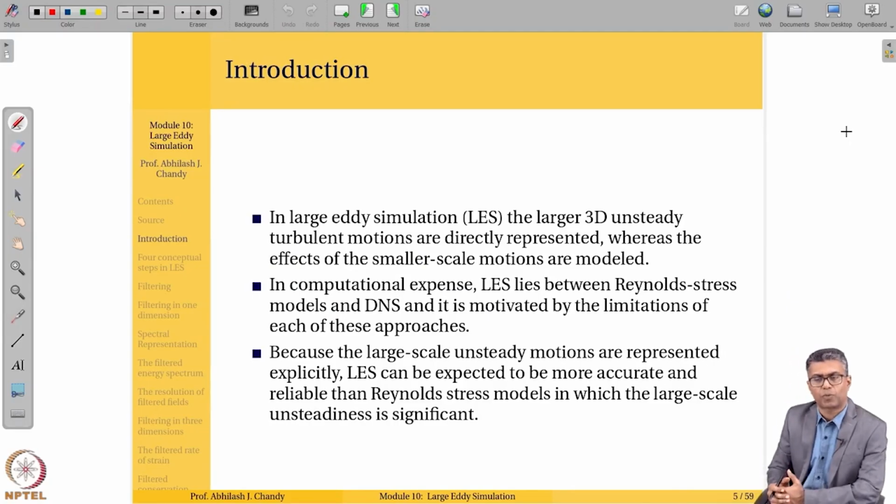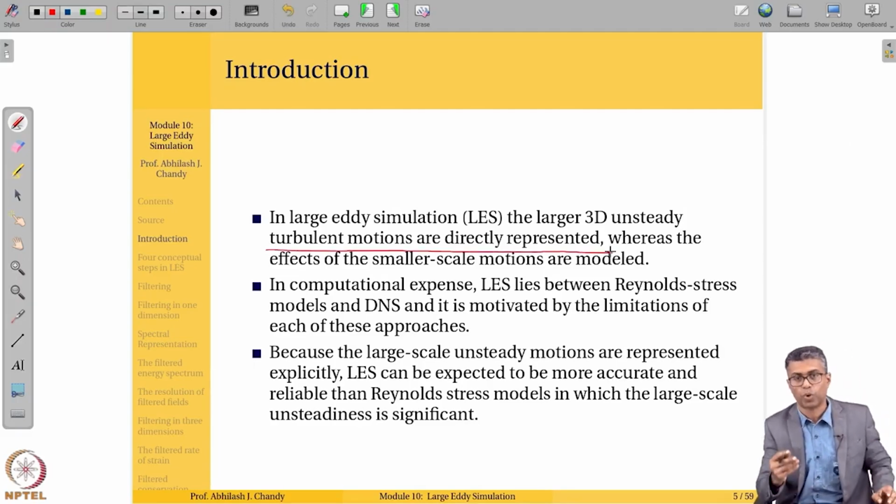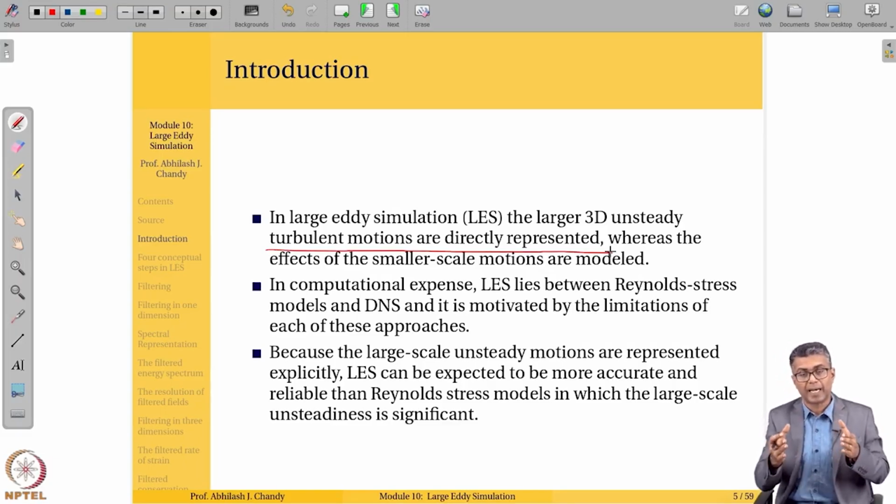Okay, so let's start with some introduction. As you know, in LES, the larger 3D unsteady turbulent motions are directly represented. What do I mean by directly represented? They are resolved. They are exactly accounted for. In DNS, we have seen that even the smallest scale is directly represented. The smallest scale is directly resolved. So that is the Kolmogorov scale. So up to the Kolmogorov scale is directly resolved.